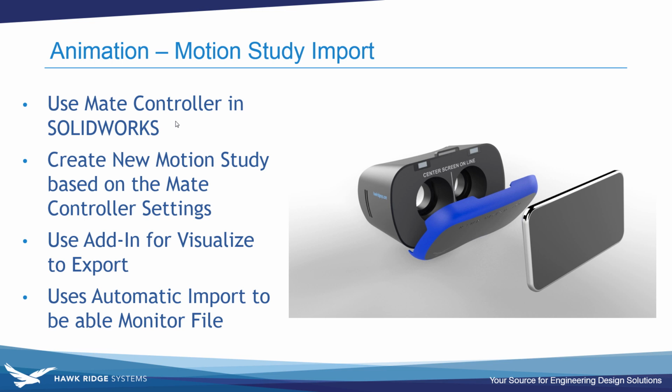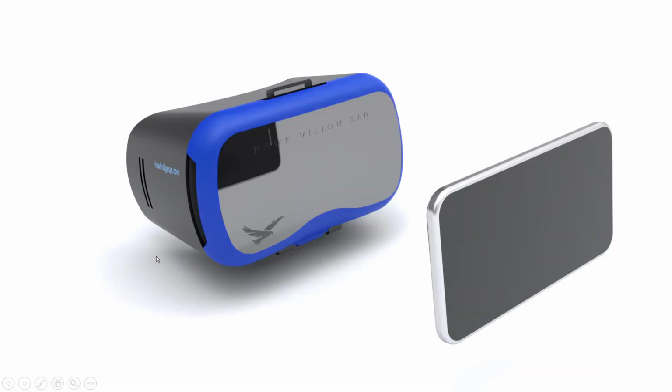Once you do that, you can create a new motion study and then base that on the Make Controller settings. Once you've done that, you can use the add-in in SolidWorks for Visualize to export that directly into Visualize, and it brings that motion study right in. When you use the export option for that, it's actually advanced export, and I'll show you that here in a second. It will use the automatic import mode, and that allows you to monitor the file. So you want to be aware of that. Let's take a look at this.